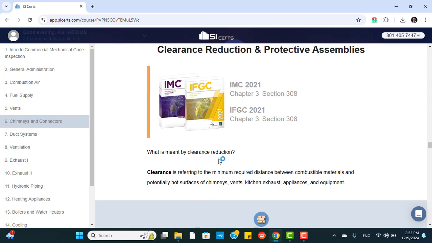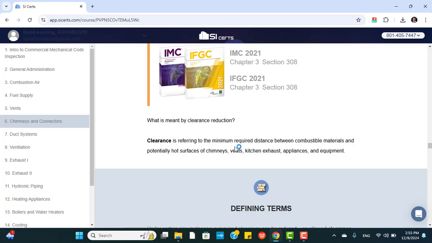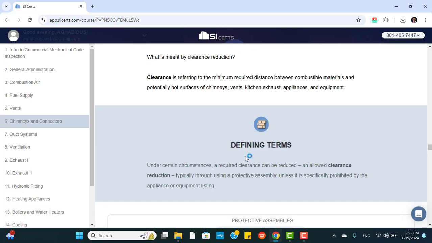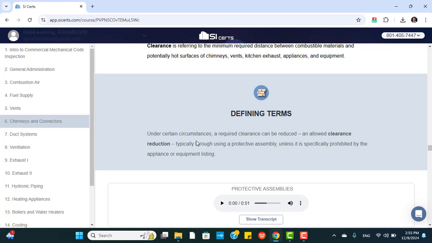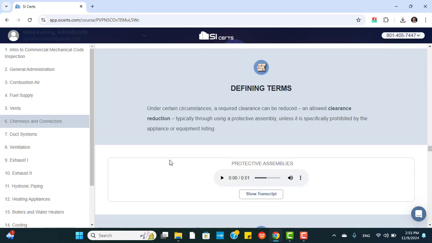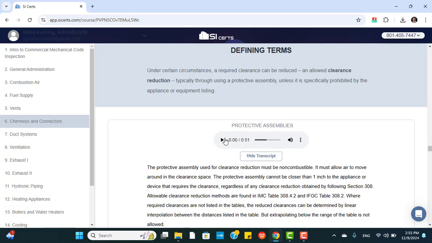What is meant by clearance reduction? A clearance refers to the minimum required distance between combustible material and the potentially hot surface of a chimney or vent and kitchen exhaust appliances and equipment. Defining terms: under certain circumstances, a required clearance can be reduced, typically through using a protective assembly, unless specifically prohibited by the appliance or equipment listing.